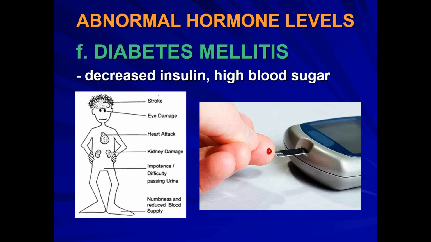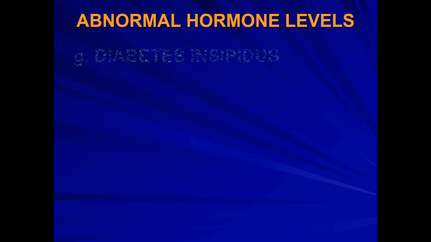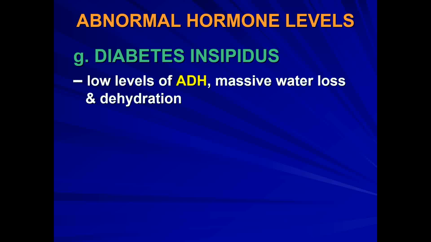That's diabetes mellitus. There's also another type of diabetes that has nothing to do with blood sugar, that has nothing to do with insulin, diabetes insipidus, a totally separate disease involving a totally separate hormone. This is low levels, underproduction, of ADH, antidiuretic hormone that comes from the pituitary gland.